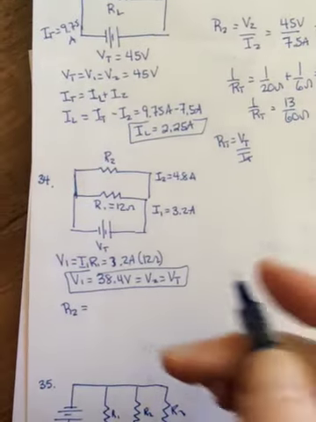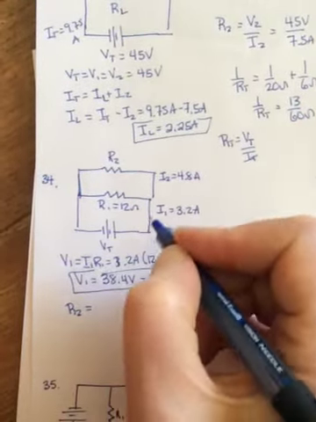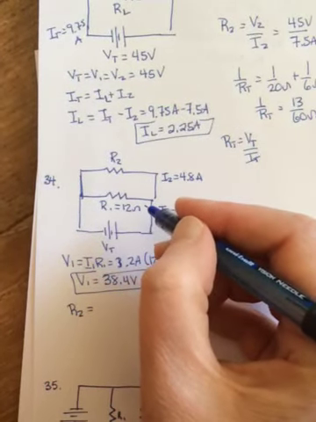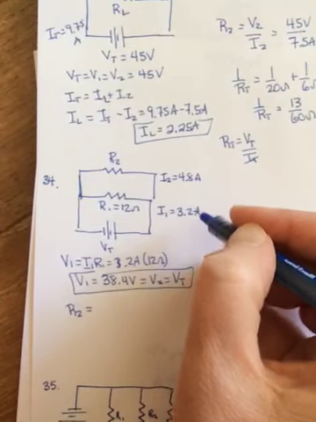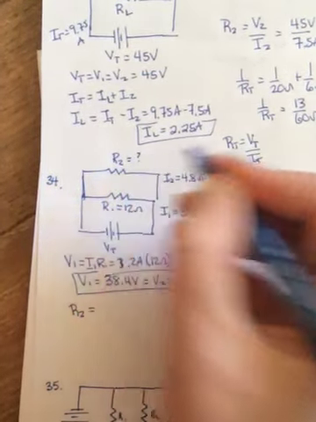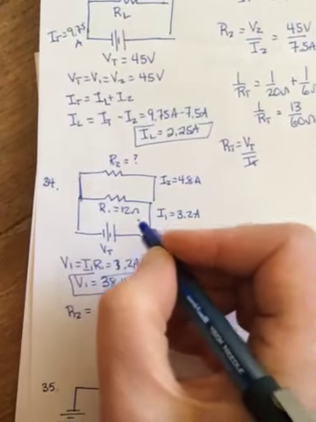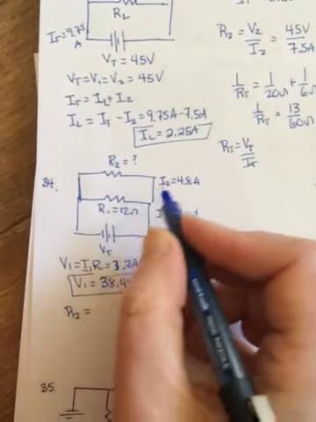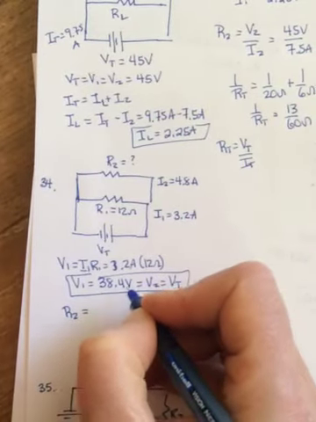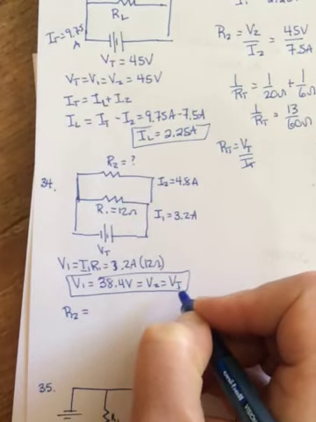Okay, so where we ran out of time was on number 34. We were given that R1 was 12 ohms, I1 was 3.2 amps, and I2 was 4.8 amps, and they wanted to know R2. Our first step was to find V1 by doing I1 R1, and once we found that, 38.4 volts, that was our V2 and our V total.